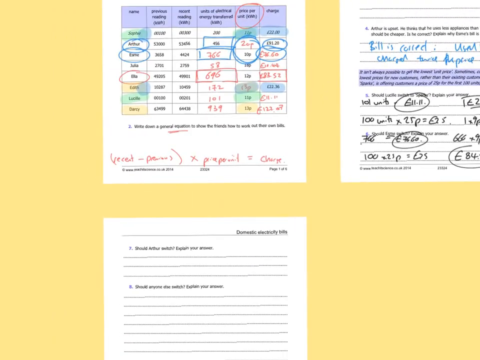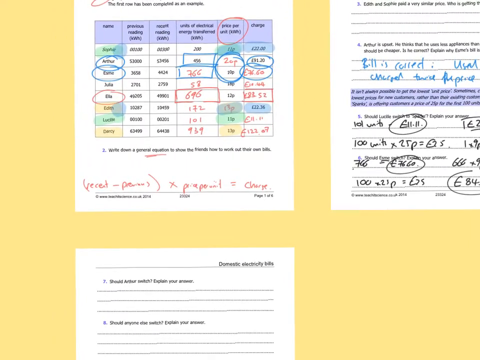And then question 7 is basically the same thing again, but for Arthur. So let's have a look at Arthur. So Arthur currently uses 456 units, and that costs him £91.20. So if he was to switch, the first 100 units would cost him £25, just like before.